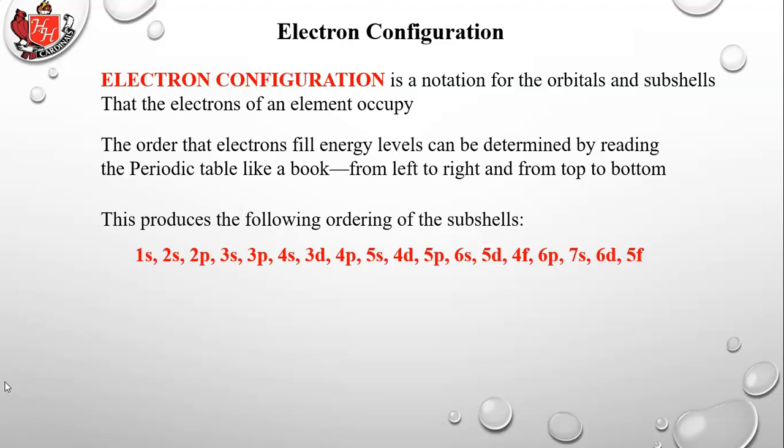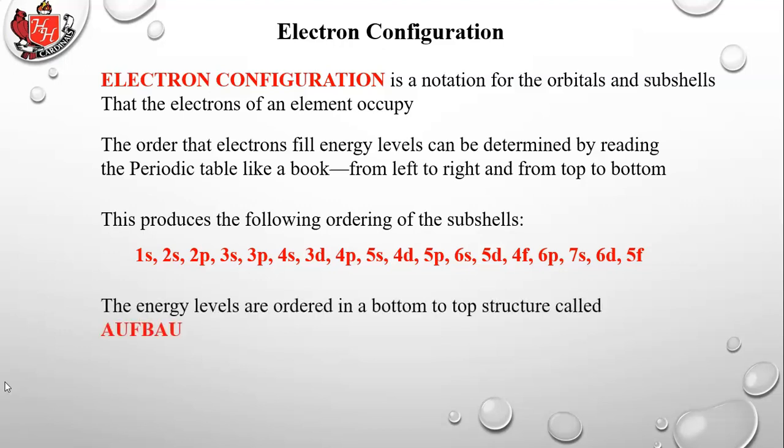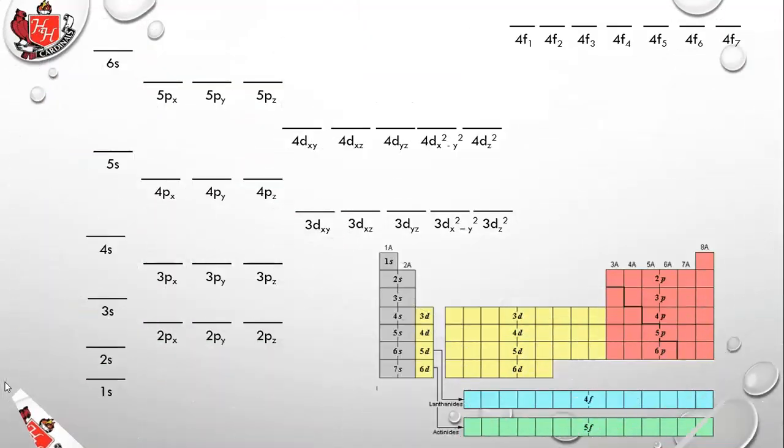So 1s, 2s, kind of what we've done. 2p, 3s, 3p, and then 4s, and then from 4s you go to 3d, and then to 4p, and then 5s. Anyway, you can see all those right there. So we're going to do this diagrammatically here in just a moment. The energy levels are ordered in a bottom to top structure called the Aufbau structure.